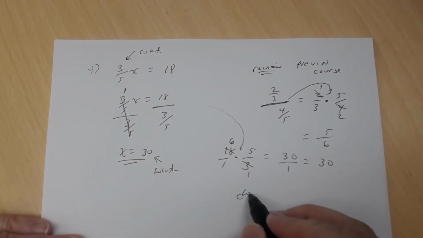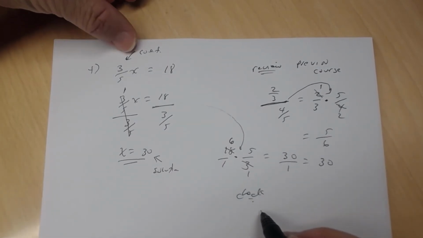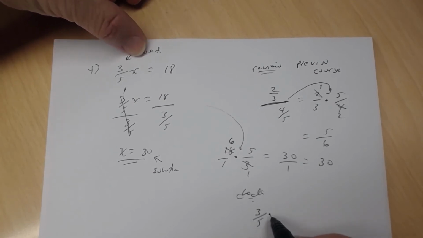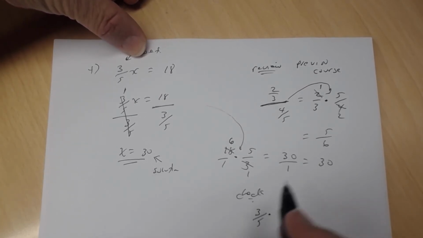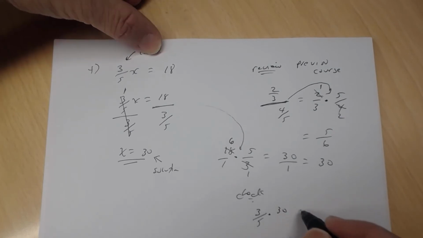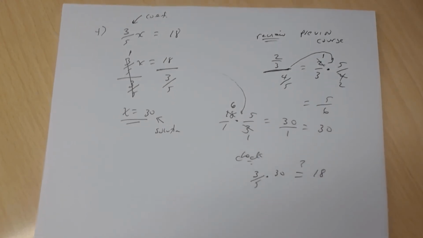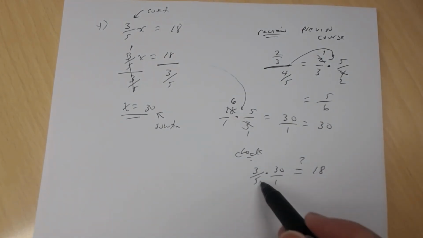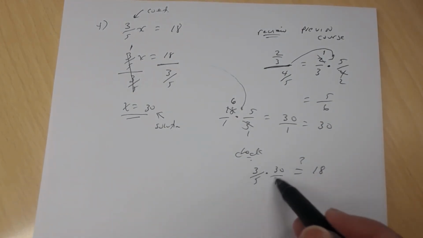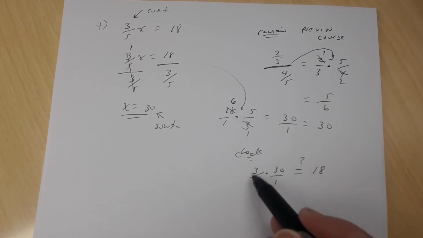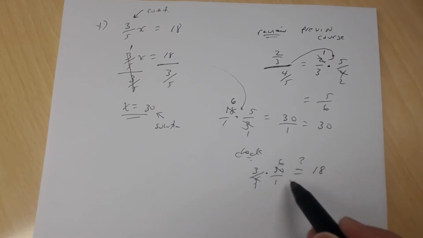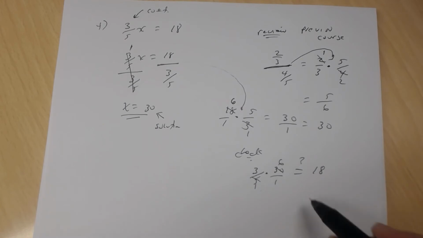You can always check this. If you want to check, go back to the original. You always go back to the original. You say 3/5 times x. My solution is 30, so it's 3/5 times 30, and I want to see if that's equal to 18. I'm going to write 30 as 30 over 1. To multiply these two fractions, I want to see if this product is 18. I'm going to simplify first. 5 into 5 is 1. 5 into 30 is 6. And then 3 times 6 is 18. So it does work.